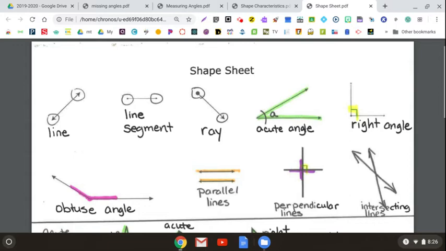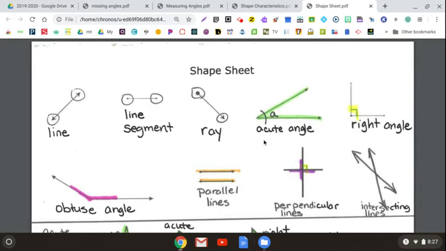So remember when we started out, we were talking about lines, and lines are things that have two arrowheads. And then connected to that is a line segment, which has end points. So remember, a line goes in two directions, and a line segment is just part of a line. Then we have a ray. Remember, a ray just goes in one direction, so it has one arrowhead.